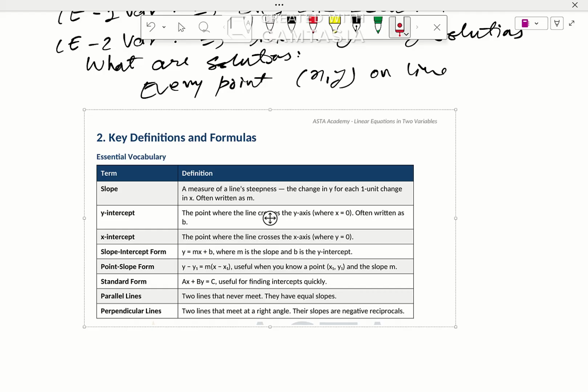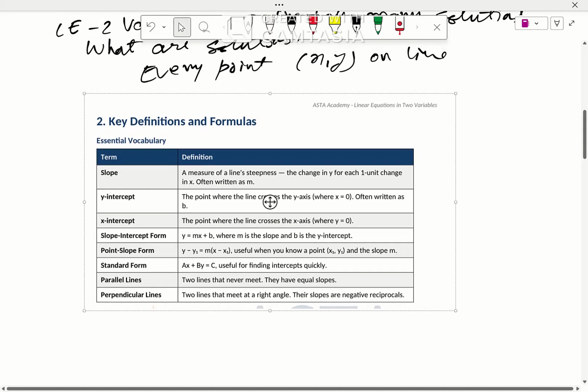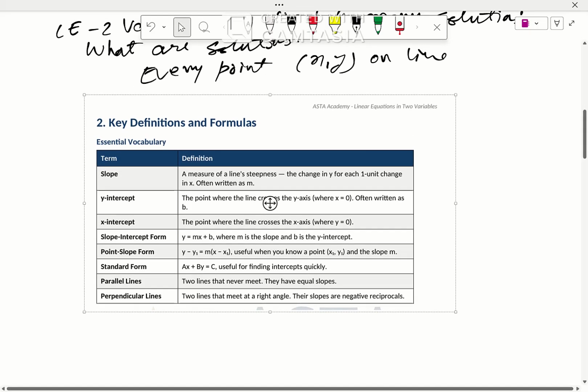Yes, so you have this first term which is called the slope. It's a measure of a line's steepness, or the change in y for each unit change in x. So this is what is called the slope. Then there is another term called the y-intercept, which is the point where the line crosses the y-axis, where x is equal to 0, often written as b.